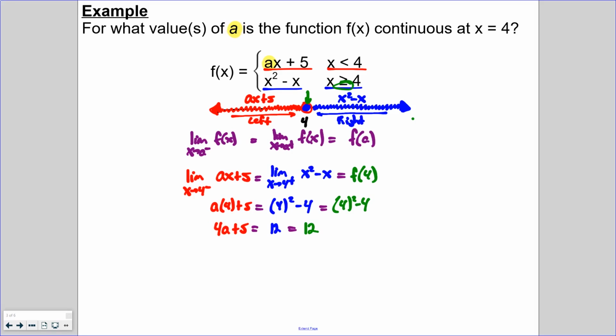So to do that, I'm just going to take this piece right here, and I'm going to set 4a plus 5 equals 12. Because again, we're trying to get 4a plus 5 to equal 12. And now we can just solve for a. So I'll subtract 5 from both sides to get 4a is equal to 7. Divide both sides by 4, so a is going to be 7/4. So therefore, in order for this particular piecewise function to be continuous at 4, our a value needs to equal 7/4.